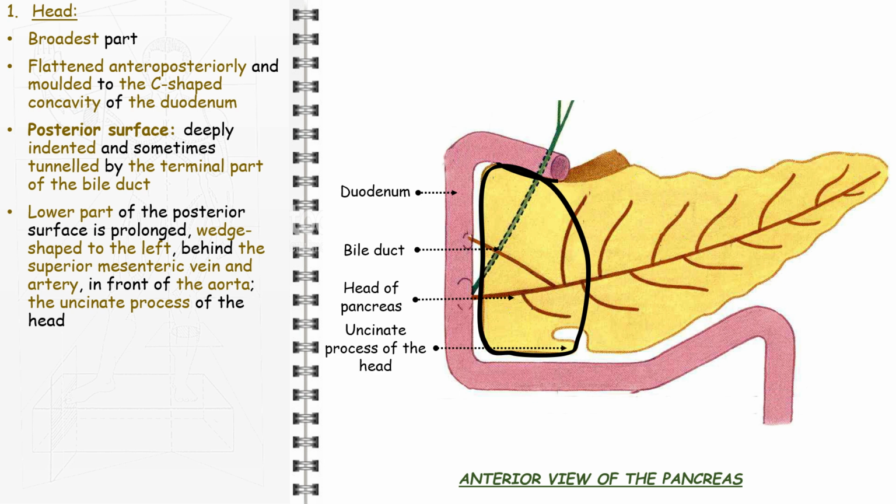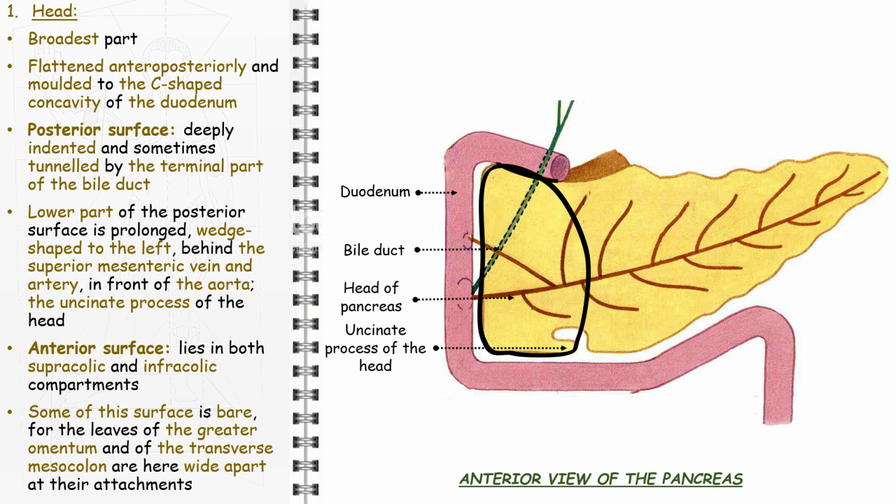The anterior surface lies in both supracolic and infracolic compartments. Some of this surface is bare, for the leaves of the greater omentum and of the transverse mesocolon are here wide apart at their attachments.